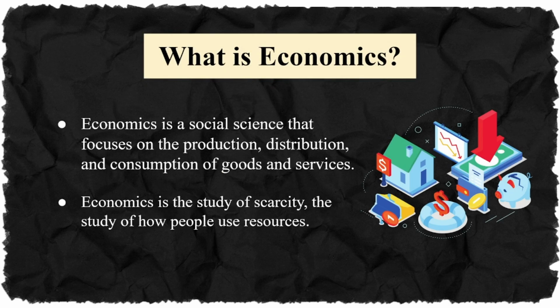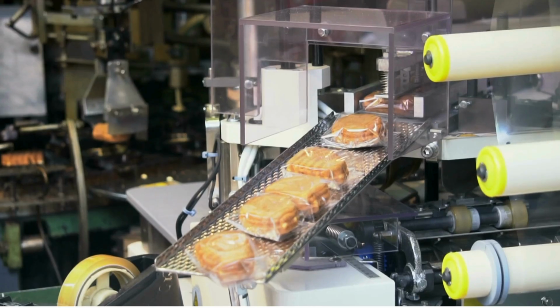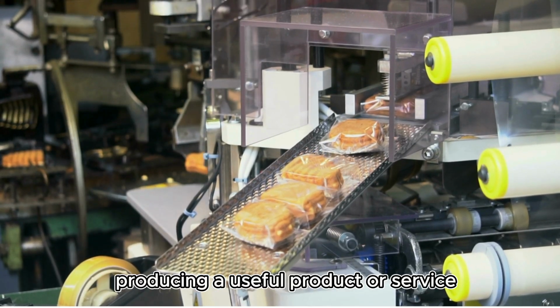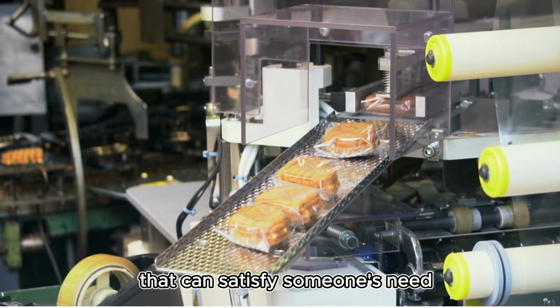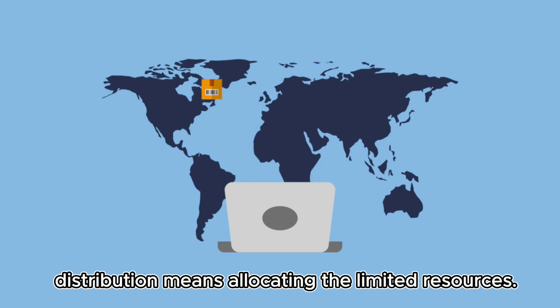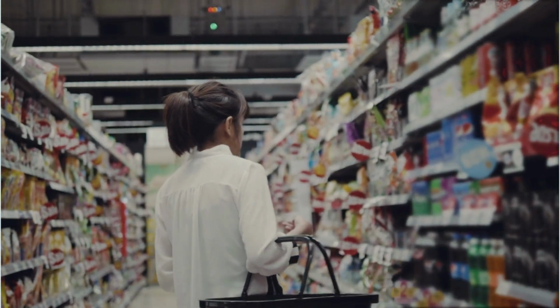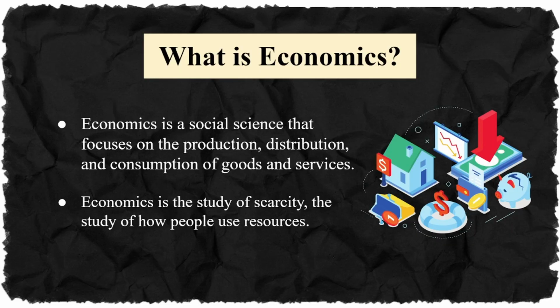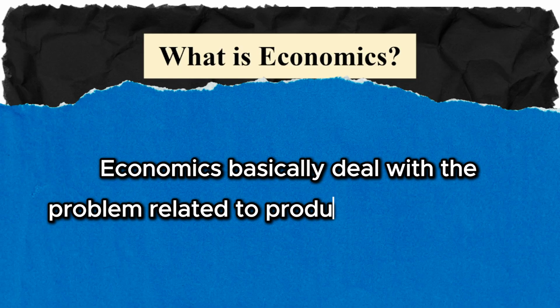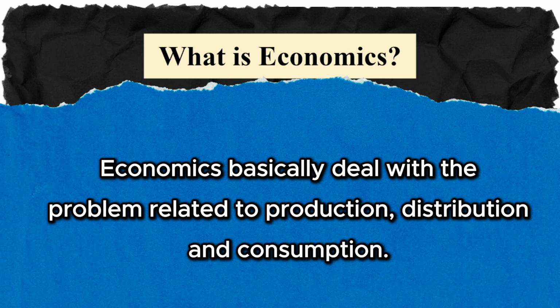Economics is a social science that focuses on production, distribution, and consumption of goods and services. So what is production? Production means producing a useful product or service that can satisfy someone's need. Distribution means allocating the limited resource, and consumption means using the product or service. So, economics basically deals with the problems related to production, distribution, and consumption.